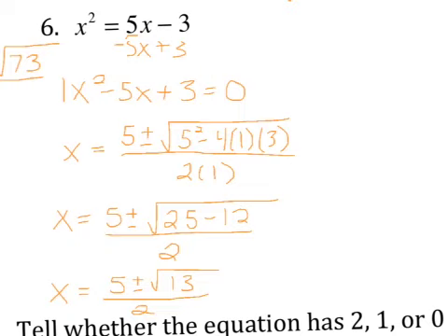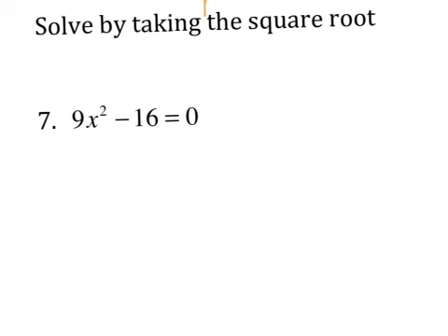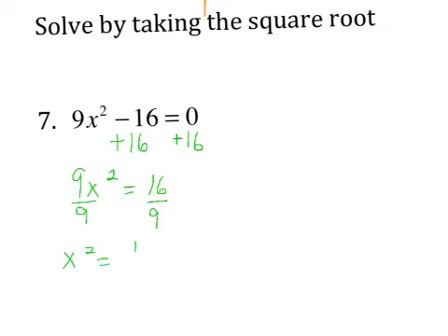And again, you won't have a calculator on the final, so this is the furthest you can simplify the answer without a calculator. For number 7, since there's only 2 terms, all we need to do is add 16 to the other side, divide by 9, and since 16 and 9 are both perfect squares, we can take the square root of that. So we'll end up with x equals plus or minus 4 over 3. And that's your final answer.